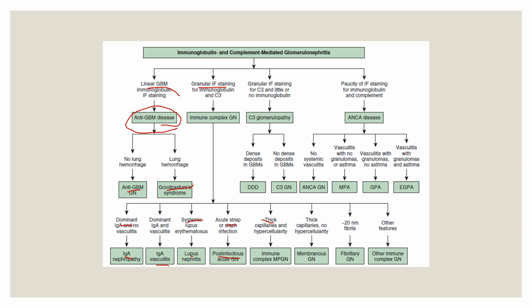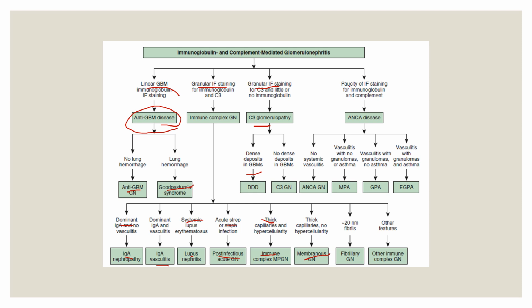Thick capillaries and hypercellularity, it's immune complex membranoproliferative. Thick capillaries, but with no hypercellularity, it is membranous. There can be underlying malignancy with that. And there are others like fibrillary or other immune and all. Then granular IF staining for C3 and little or no immunoglobulin, that is C3 glomerulopathy. Again, can be dense deposit membranoproliferative, which is MPGN type 2.